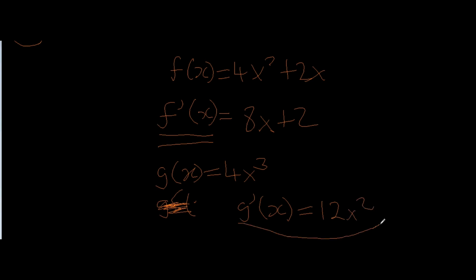Remember, I haven't yet started showing you how to actually get the derivative. The only thing I'm stressing at this point is the notation that we actually use. So we would use g prime of x. So g prime of x, f prime of x, this is the second notation that we can use to denote derivatives.